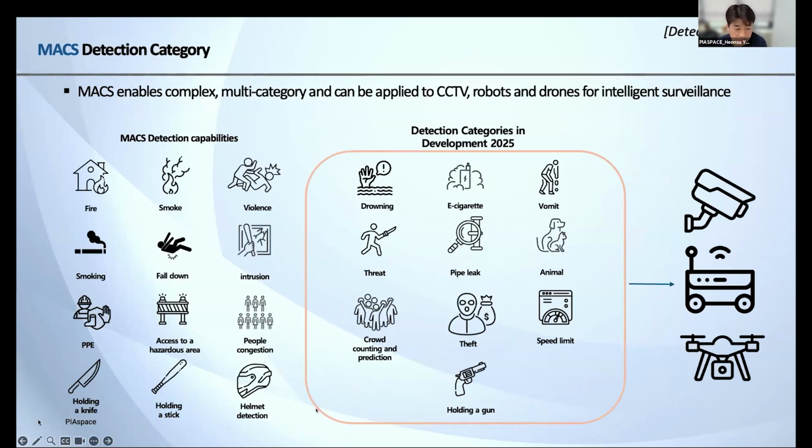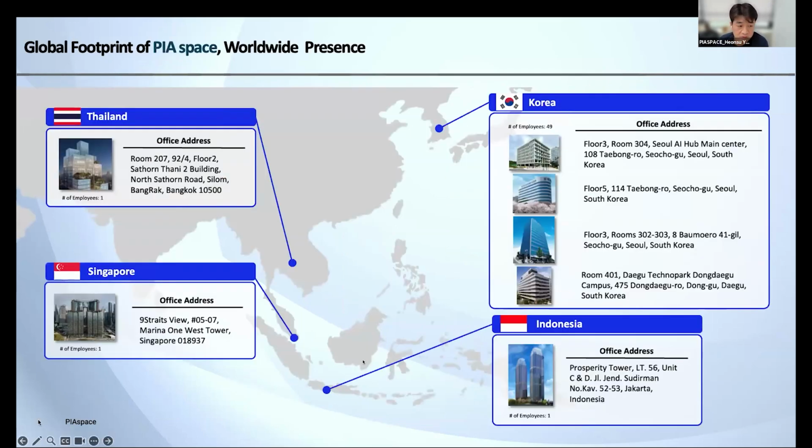And we are doing some very good generalized categories here, and we are developing some others. But as I said, there are several customizing areas still there, so there's a lot of ongoing R&D on categories. Right now we have several different offices.